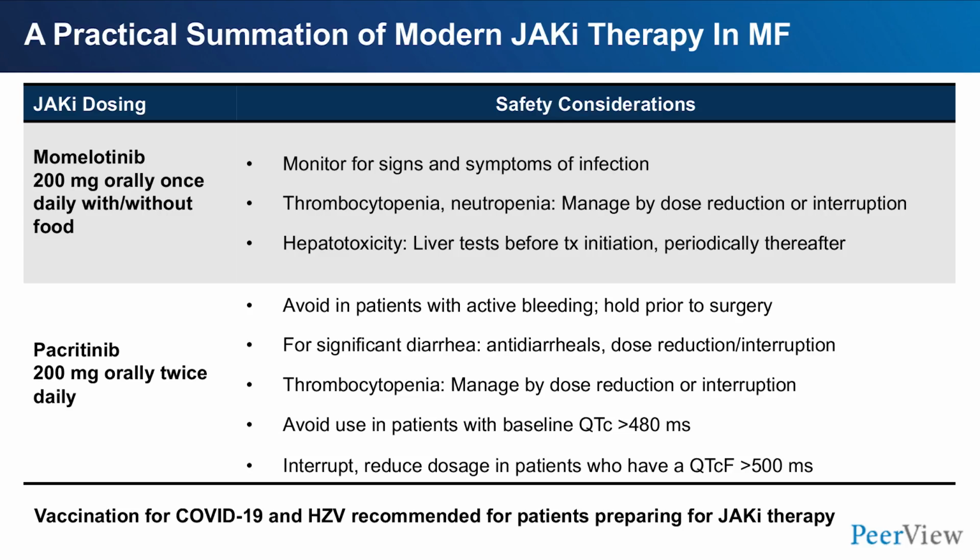The last drug is pacritinib, which must be used at the dose of 200 milligrams twice daily. Of course, this is a drug for patients with a very low platelet count, below 50,000. So we have to avoid starting this treatment in patients with active bleeding. We also have to use antidiarrheal in cases of diarrhea, and reduce the dose or stop the drug if this happens. Thrombocytopenia is very delicate here. This is a big issue, so we have to monitor these patients very carefully.